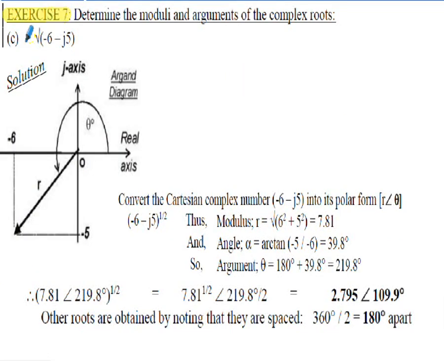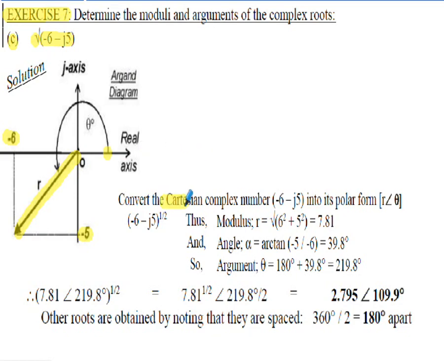Exercise 7, solutions continued. This is part C. We're asked to find the square root of negative 6 minus j5. If we plot this Cartesian complex number on an Argand diagram, we get negative 6 on the real axis, negative 5 on the imaginary j-axis. So our phasor resides in the third quadrant. Don't forget we always measure angle theta from the real axis in an anti-clockwise direction to the phasor.